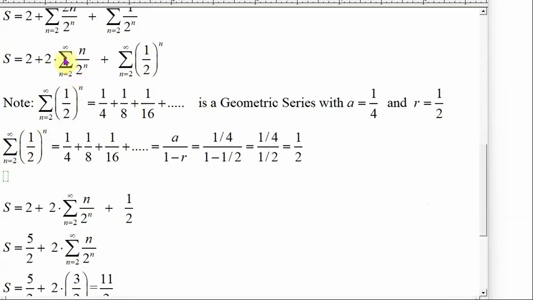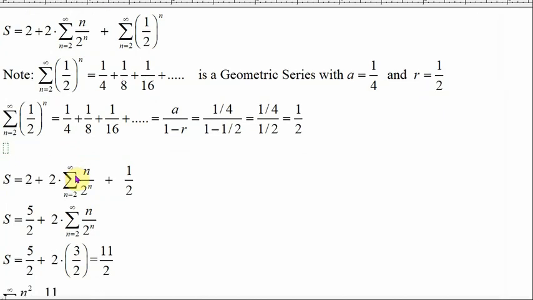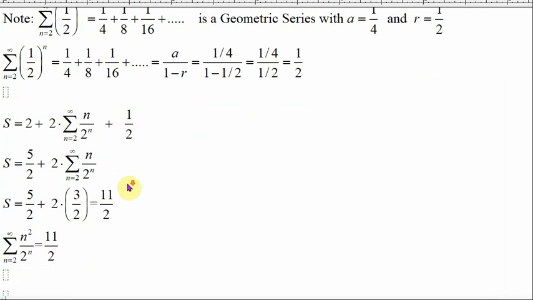And then this summation right here, a few moments ago, we have shown that it is equal to 3/2. And so right here we get 2 times 3/2, and then plus 1/2. So 2 times 3/2 is 3, and 3 plus 1/2 is 7/2... and so the whole thing will be 11/2.